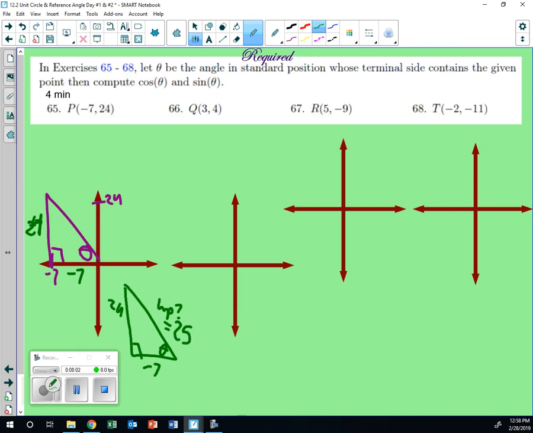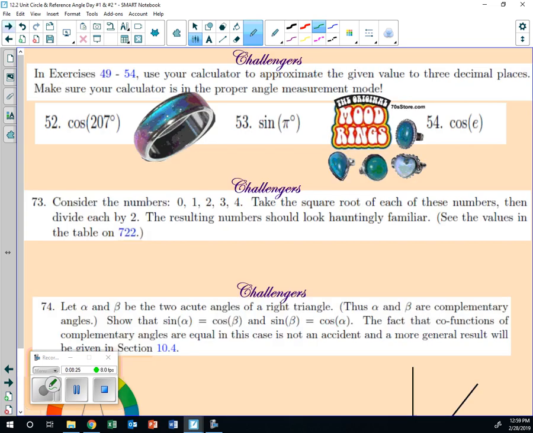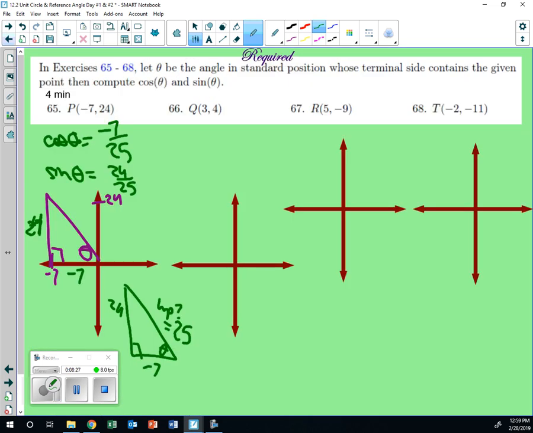All right, so when I'm getting the cosine, if this is theta, it's negative 7 over 25. Notice it's just negative 7 over the hypotenuse, and then the sine is just going to be 24 over 25. And you'll do that for the next 3. And then this is the challenge. So, the time that's left, see if you can finish this and go backwards.